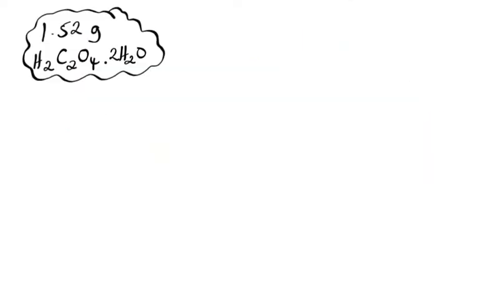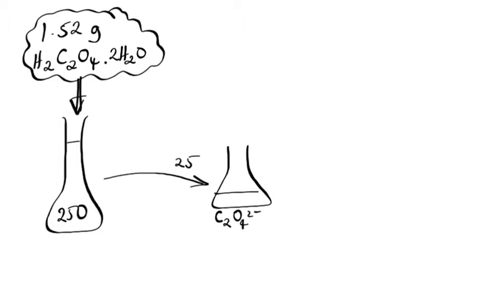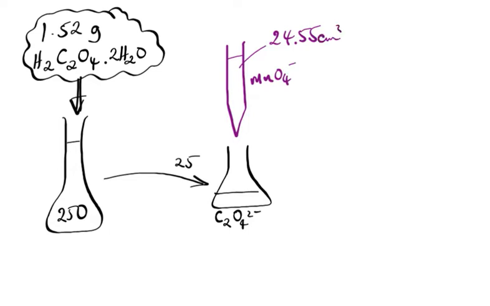To do the calculation, it probably helps to draw a sketch of the experiment that took place. So there's our ethanedioic acid, which we made up to 250 centimetres cubed, and we took 25 centimetre cubed portions of these ethanedioate ions and reacted them with the manganate, and this required 24.55 centimetres cubed of the acidified manganate for the reaction to be complete. The question is asking us for the concentration of the manganate, so this is where we need to start.